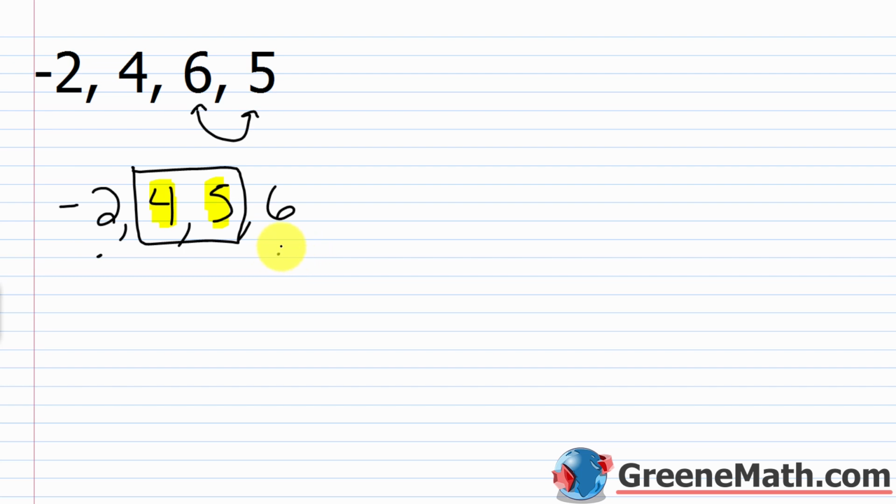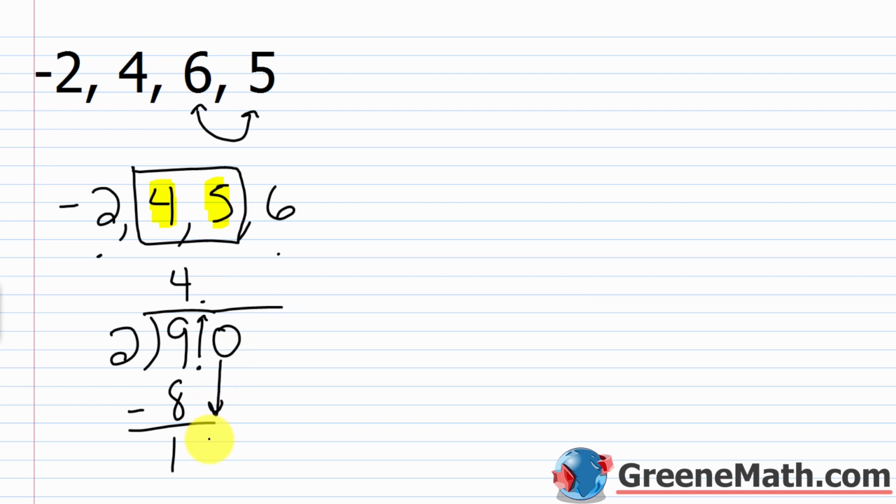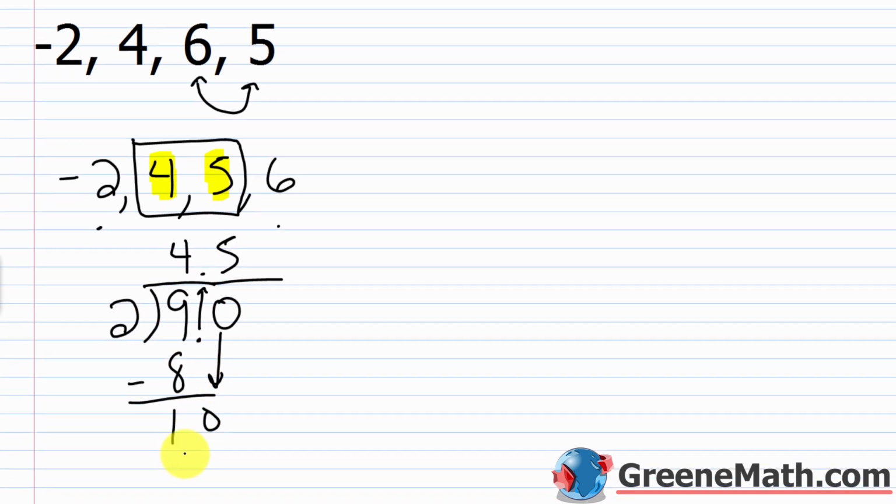Now, because it's two different numbers here, what you want to do is find the average of those two numbers, the average of the two middle numbers. So if I average those numbers, I would just sum 4 and 5. 4 plus 5 is 9, and then I would divide by 2. What is 9 divided by 2? 2 goes into 9 4 times. 4 times 2 is 8. Subtract and get 1. Put the decimal point there and bring it up. Put a 0 and bring it down. 2 goes into 10 5 times. 5 times 2 is 10.